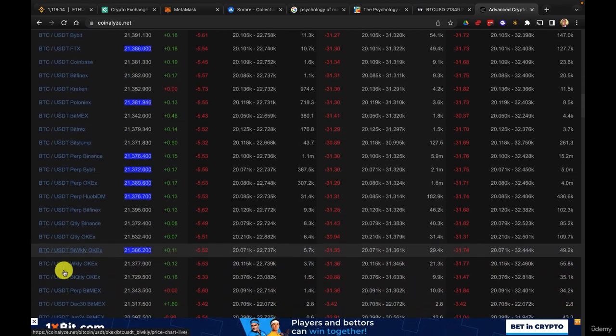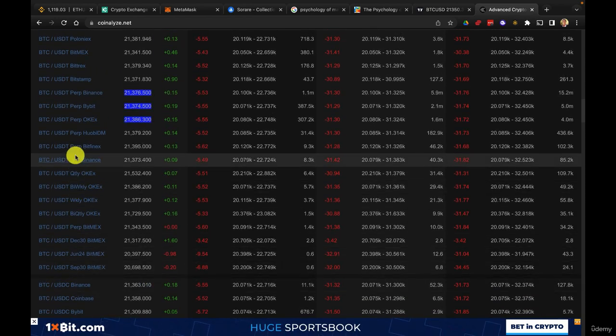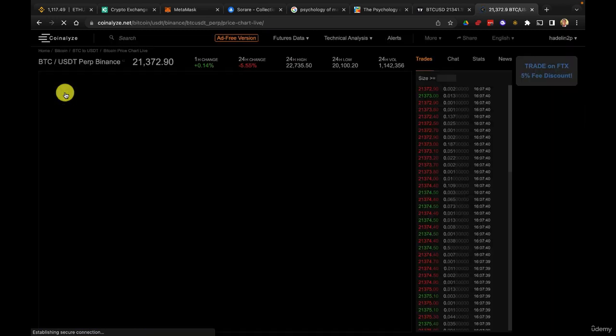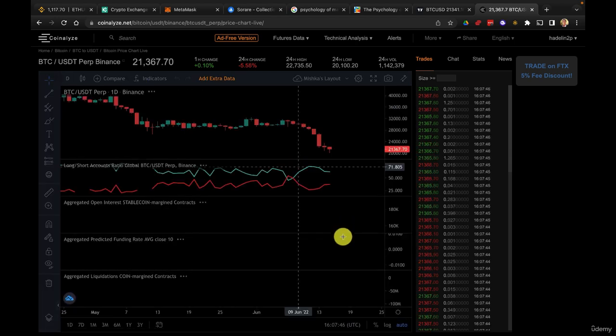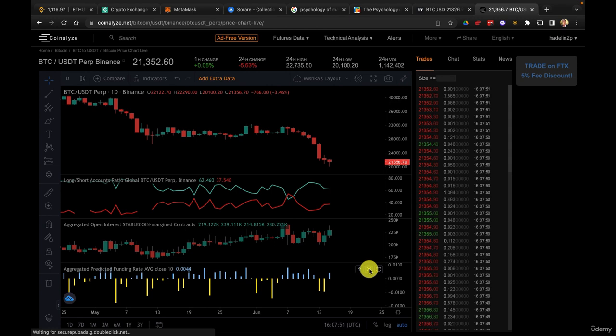Let me find it. It should be around here. BTC USDT perp Binance. Exactly this one. All right? BTC/USDT perp Binance. That's the one you have to take. So you click on it, and then you're going to end up on this page. So this is my usual layout. I'm going to remove what we don't need.